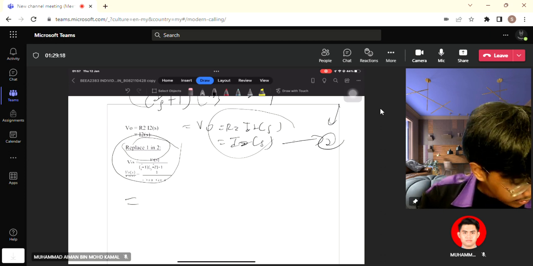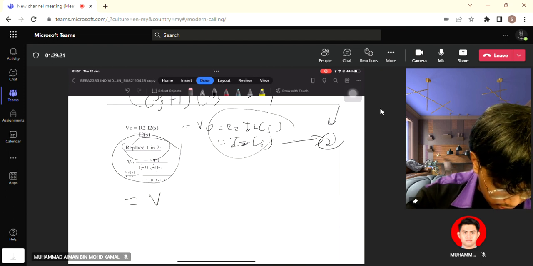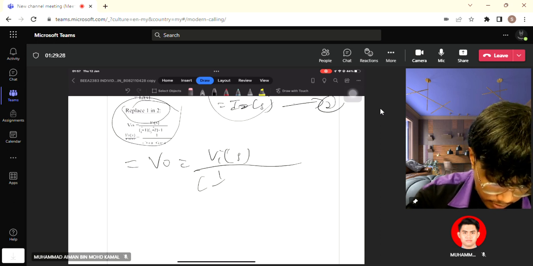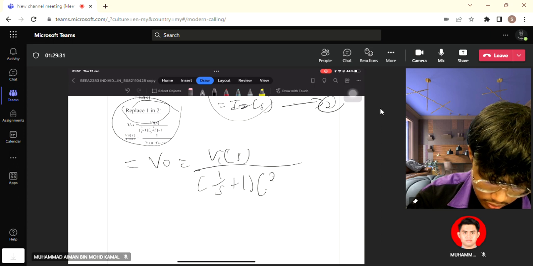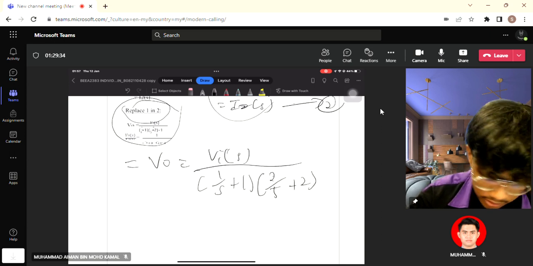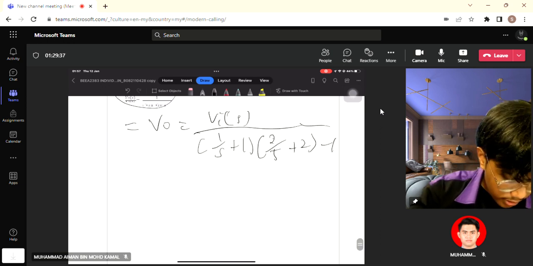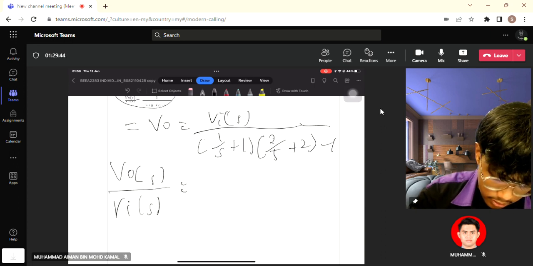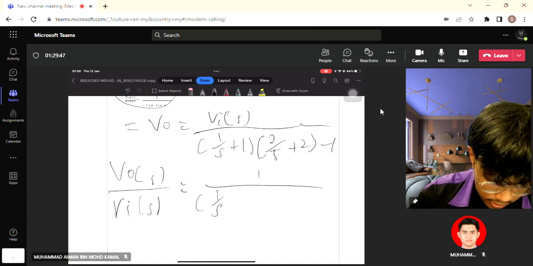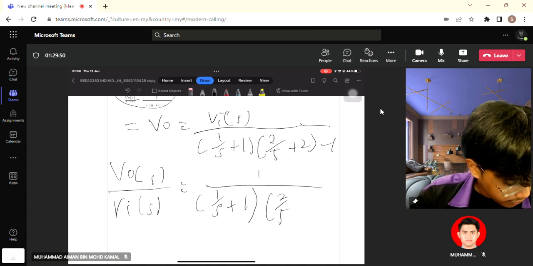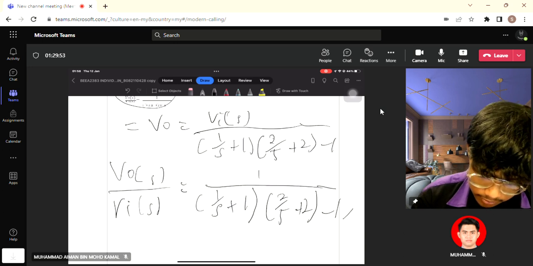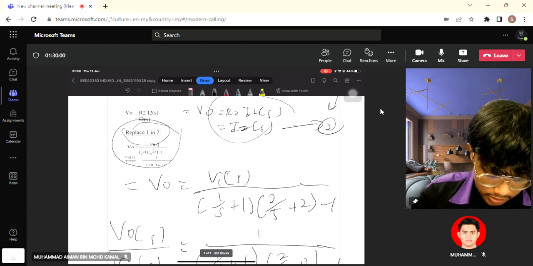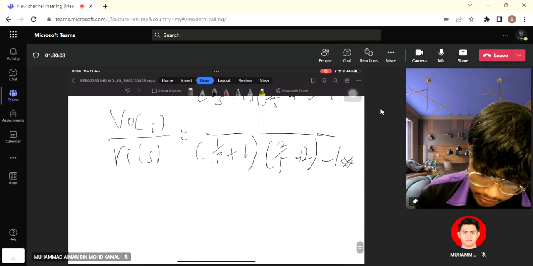Replace number 1 in number 2 like this, and we'll just write down the formula: Vo = Vi(s) over (1/s + 1)(2/s + 2) minus negative 1, and this is the final answer: Vi(s) times (1/s + 1) over (2/s + 2) minus 1. Alright, so this is the final answer.